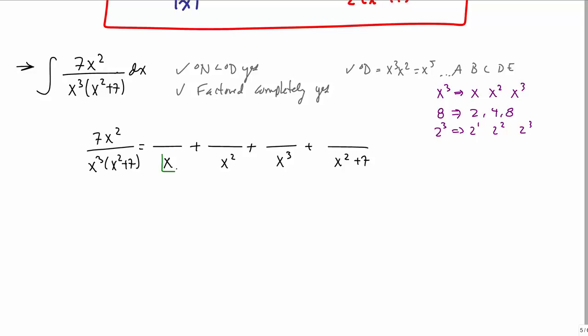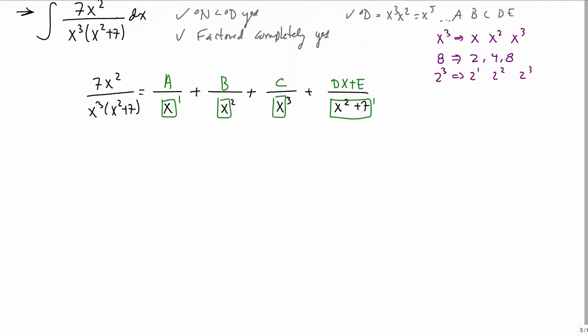Now if you look at the base, just the base here, not the exponent, that's an implied 1, it is linear. It's x to the 1st. So my numerator has to be constant. If I look at just the base here, the base is linear, so my numerator is constant. And here my base, x squared plus 7, to the 1st power, is quadratic, so my numerator is linear, so that would be dx plus e. So this is my partial fraction setup.